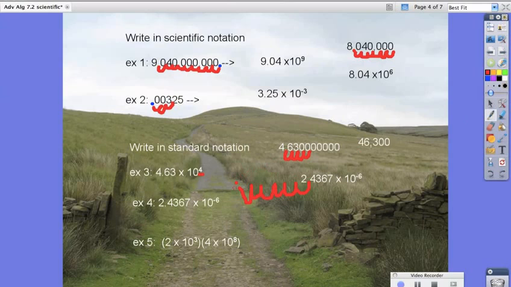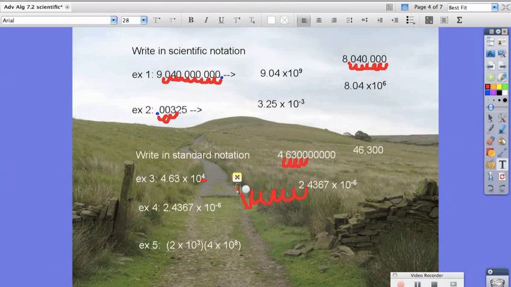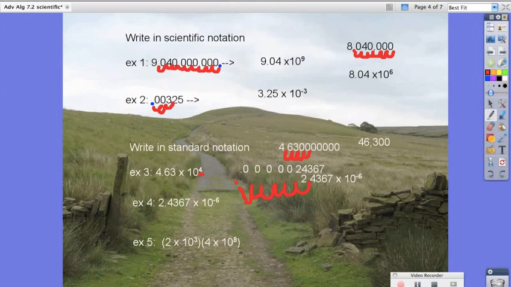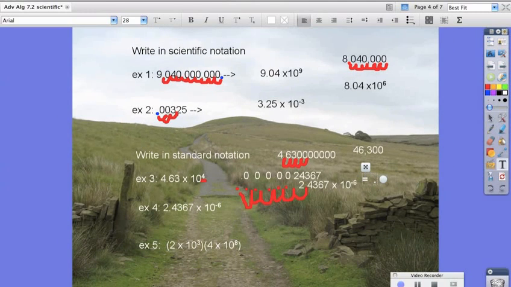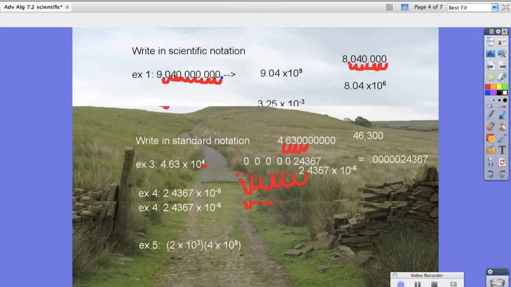So we are going to have 0.0, 0, 0, 0, 0, 2, 4, 3, 6, 7. So notice that there were 1, 2, 3, 4, 5 holes, so we had to put in 5 zeros. So to clean this up, our number would now be 0.00000 2, 4, 3, 6, 7. This is what it would look like in standard notation.